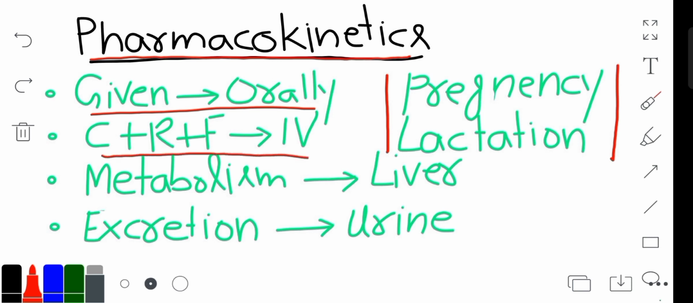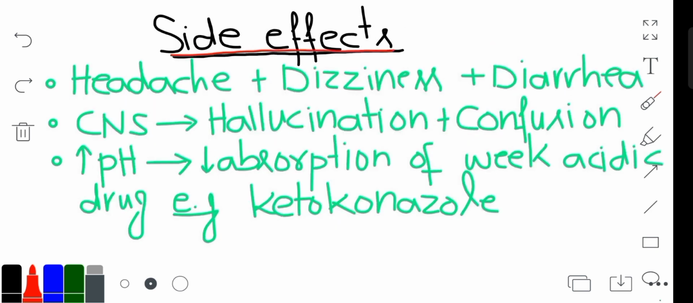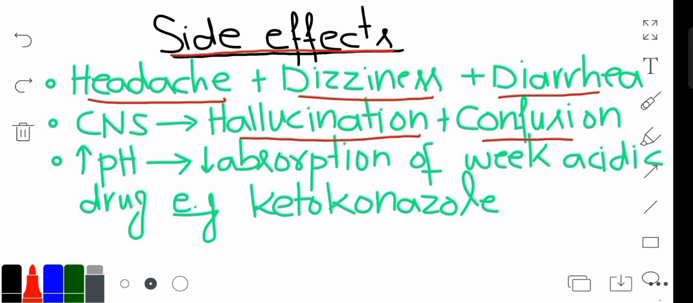They are metabolized by the liver cytochrome isoenzyme system and excreted via urine. H2 blockers can cross the placenta and can be excreted in milk, so they are contraindicated in pregnancy and in lactation. Side effects include headache, dizziness, and diarrhea. They also affect the central nervous system and cause hallucination and confusion.